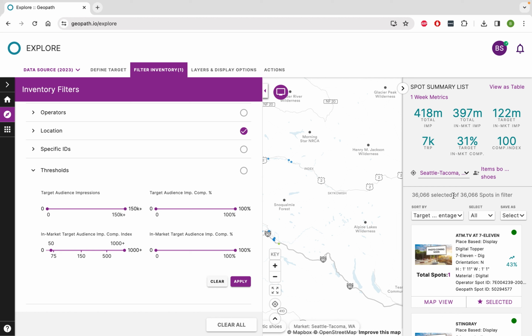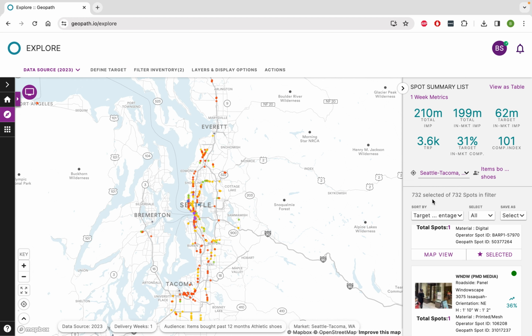In this example, I'm looking at inventory and an audience base of the Seattle DMA, and my target audience is those who have bought athletic shoes in the last 12 months. Let's say I wanted to see inventory that had at least 40,000 weekly target impressions against this audience. This filtered out quite a bit of inventory, from about 36,000 spots to under 1,000.